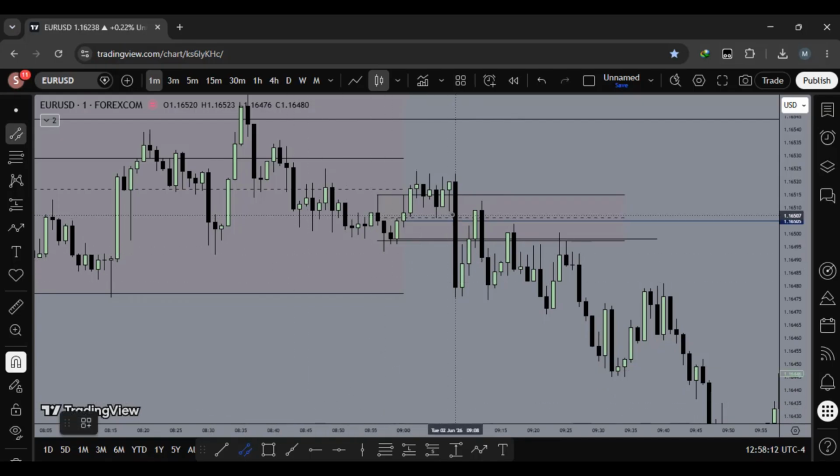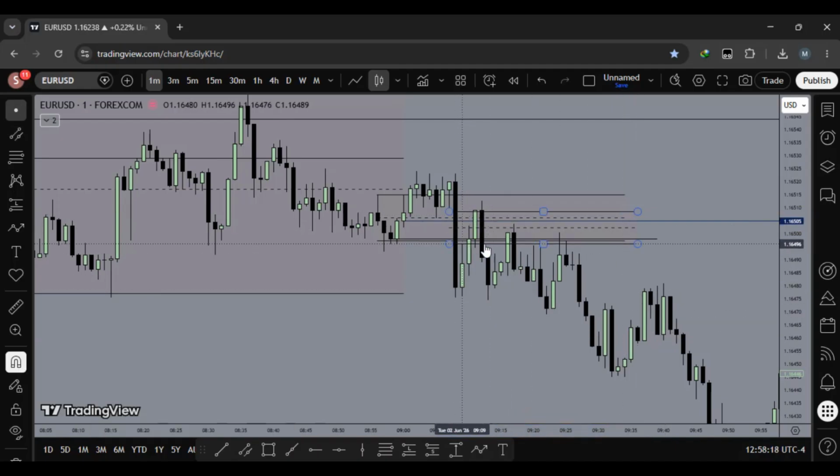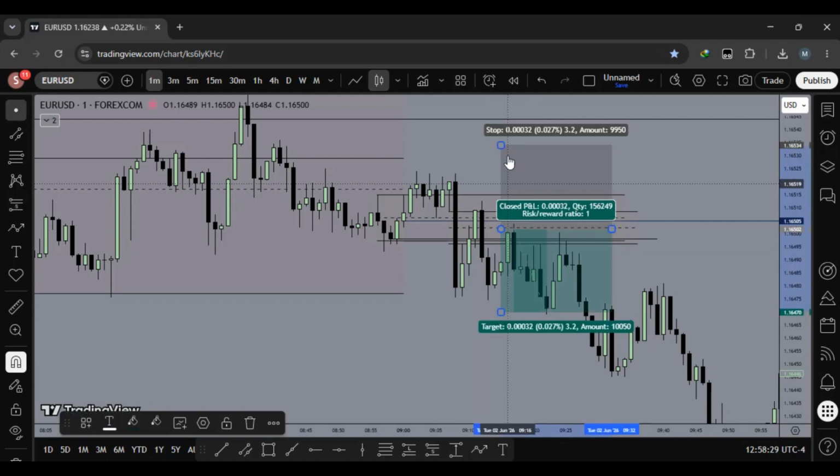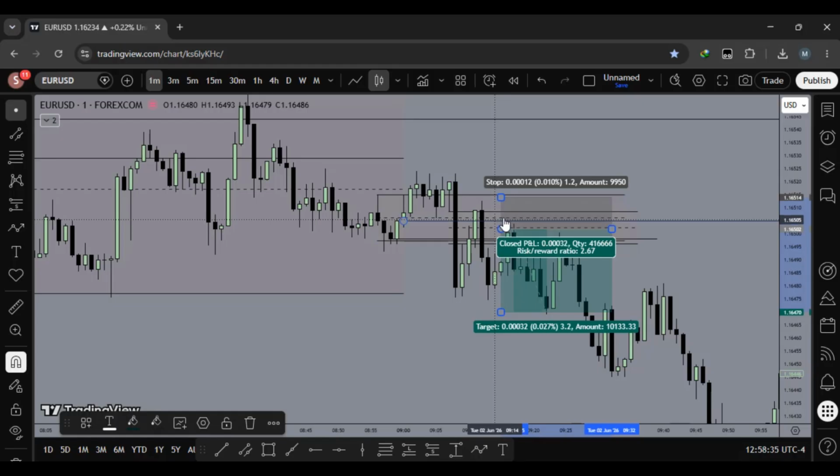Or you enter with this fair value gap. Either the middle of this fair value gap, that's the main threshold. You can enter from the main threshold here. But just be ready to be missing trades, to be missing opportunities. Look at your stop loss, 1.2.